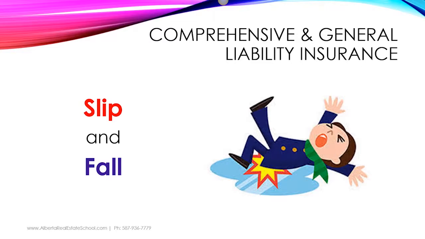This could have happened at the house that you're showing to that person. However, you cannot put it under their policy because it wasn't exactly their fault. So this would fall under you, and this is where your comprehensive and general liability insurance would come into play.